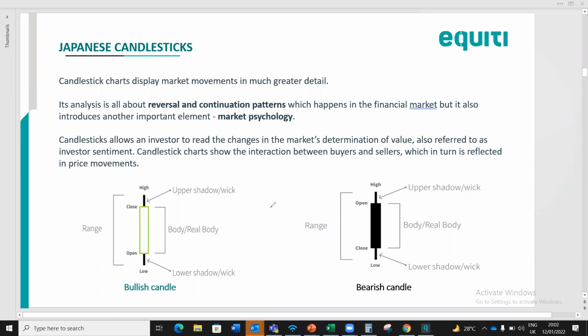Now, remember, the candle that you already know looks something like this. Pardon me if I'm not able to draw very well.